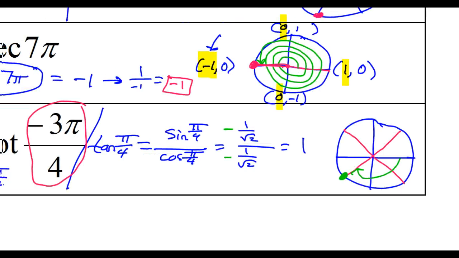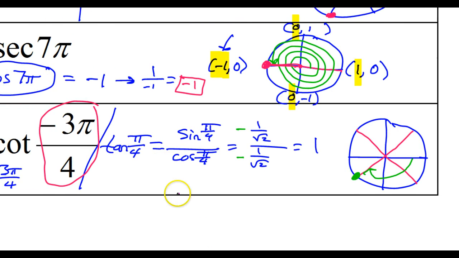But that was the tangent. What about the cotangent? Still 1. Yeah, so the cotangent is still going to be 1, because the reciprocal is still going to be 1.